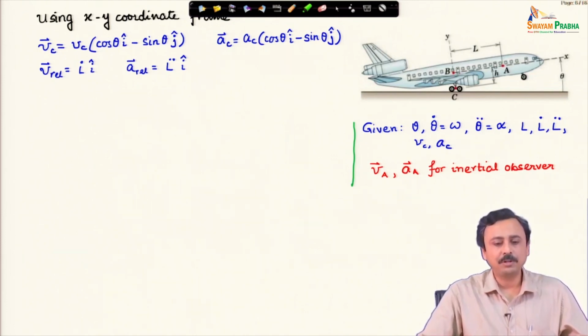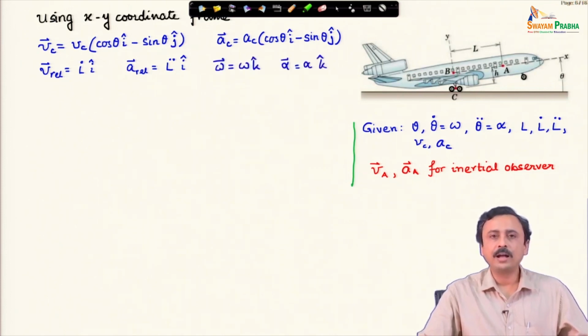Similarly, A_rel is L double dot i cap. So, the V_rel vector is L dot i cap and A_rel is L double dot i cap. Omega, angular velocity, everything is specified in terms of k cap. So, omega k cap, alpha is also alpha k cap, which is d omega dt, and omega is d theta dt.